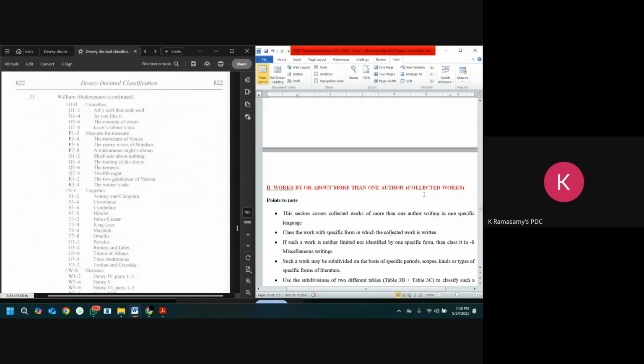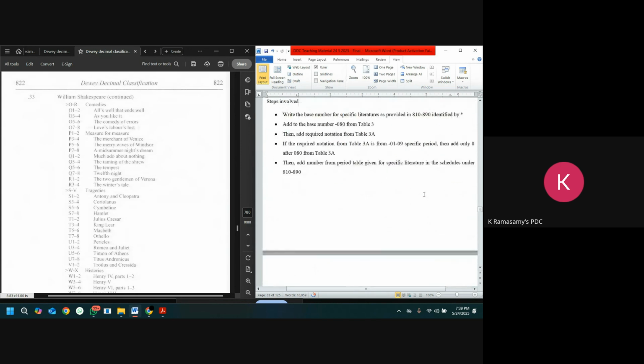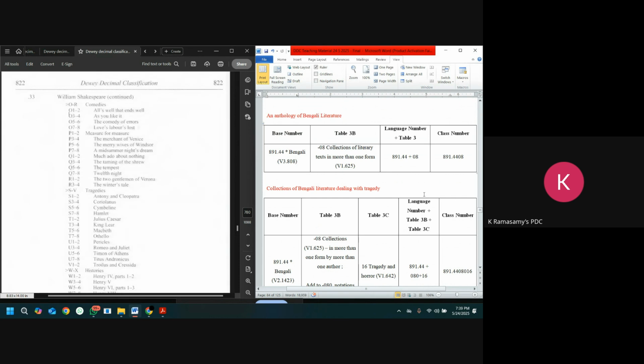Okay. Then what about collected works? Very simple. Whenever there is a collection, you need to use a different style. For example, an anthology of Bengali literature. Without any form, I take all kinds of literature, whether it is fiction or drama, I don't mind anything. I bring everything together. I have a collection of Bengali literature. All kinds of forms are there. What can I do? Very simple.